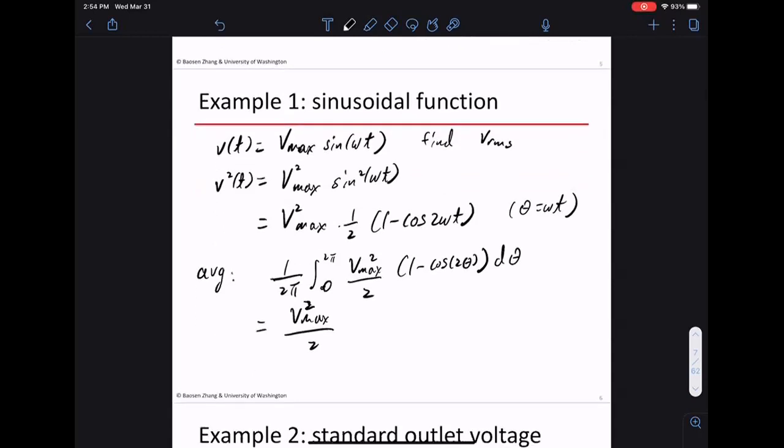Then we get the RMS voltage as the square root of V max squared over 2, which is just V max over root 2. So this is how the root mean square value relates to the peak value of a sinusoid. Any questions with this calculation?